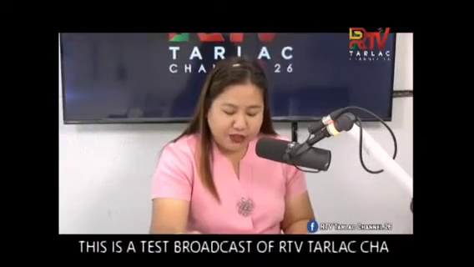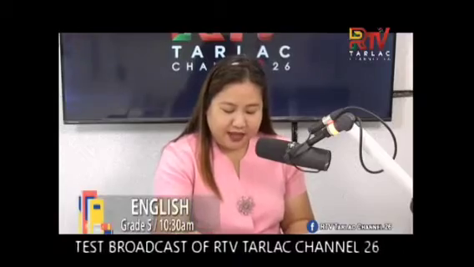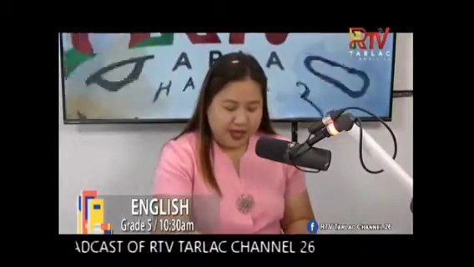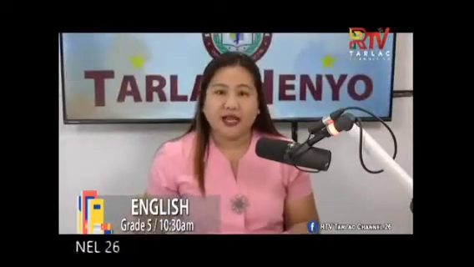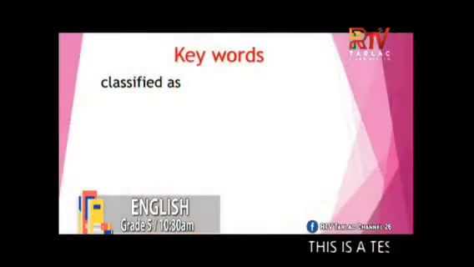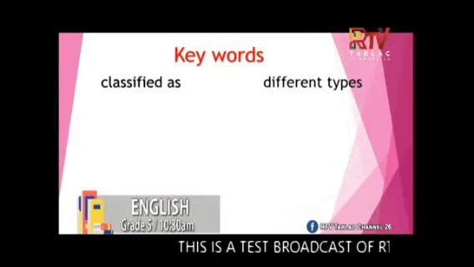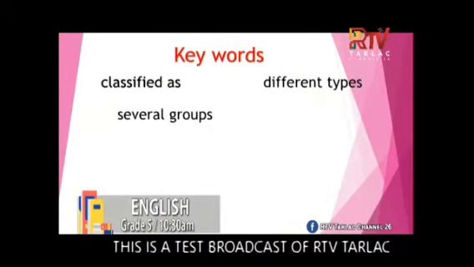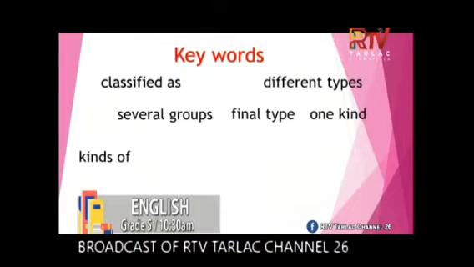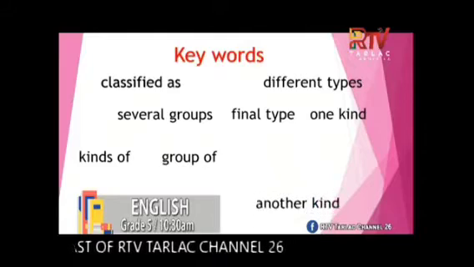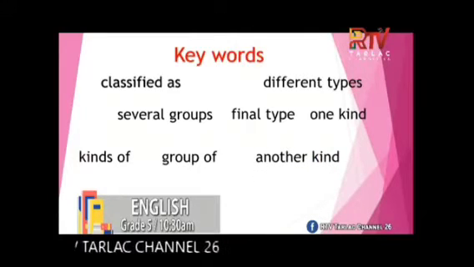Class, if you want to know if the statement or a paragraph is in a classification text type, just always remember the following keywords like classified as, one kind, different types, several groups, group of, another kind, final type, and kinds of. So class, take note of these signal words.